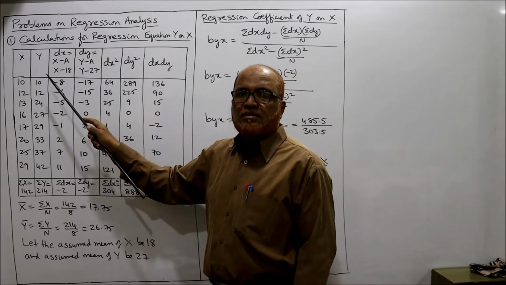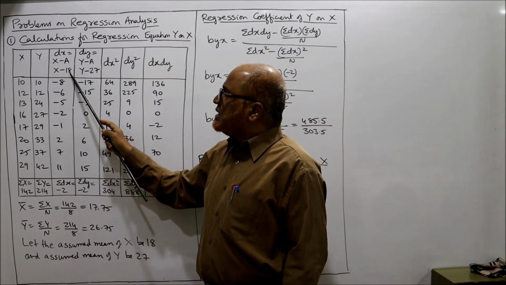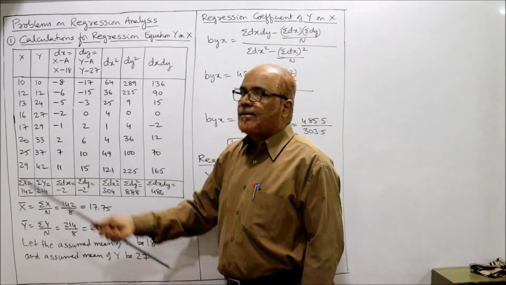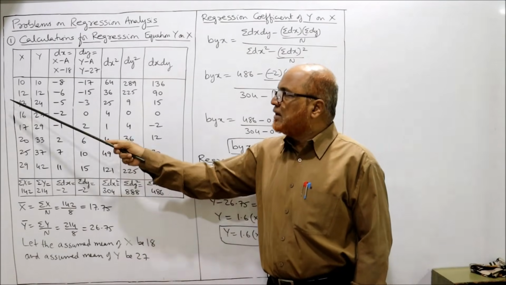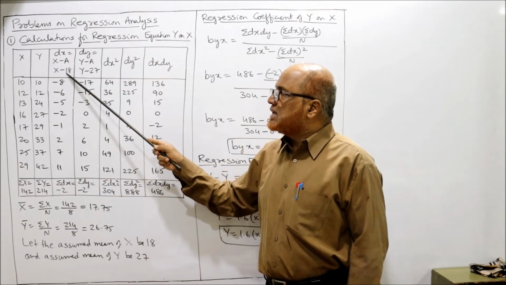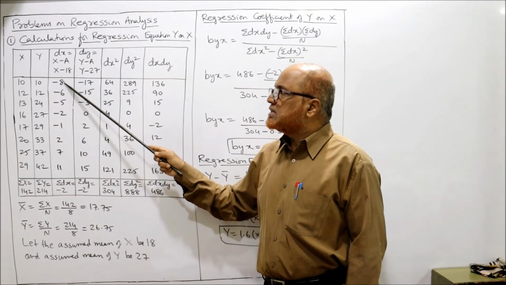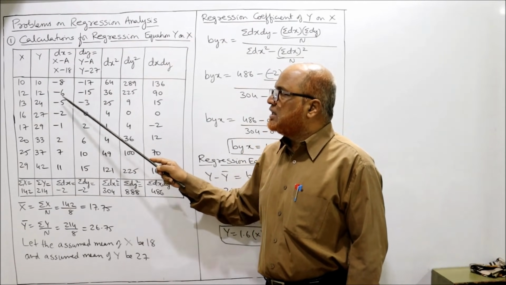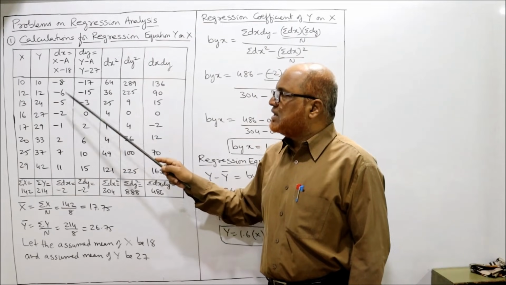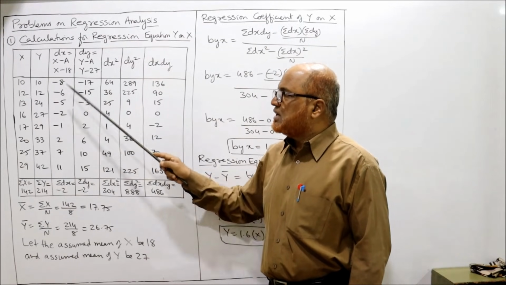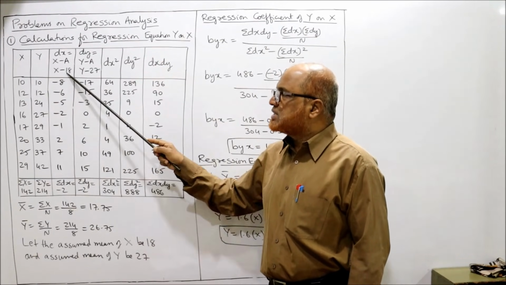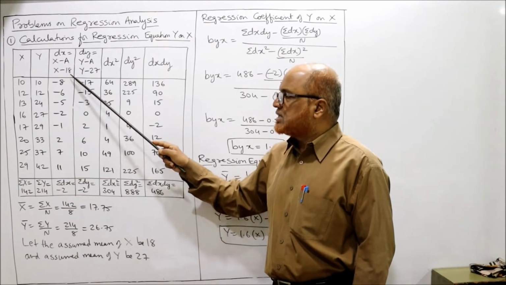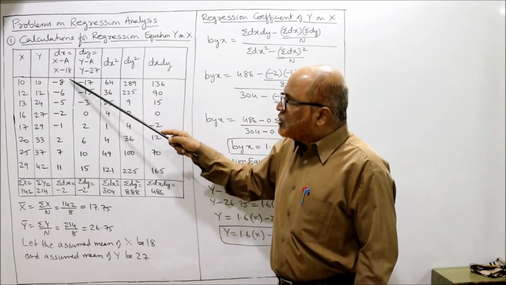Now I will subtract. See here. X minus a, x minus 18. How much is the value of x here? 10. See here, 10. So 10 minus 18, you'll get minus 8. 12 minus 18, minus 6. 13 minus 18, minus 5. 16 minus 18, minus 2. 17 minus 18, minus 1. 20 minus 18, 2. 25 minus 18, 7. 29 minus 18, 11.